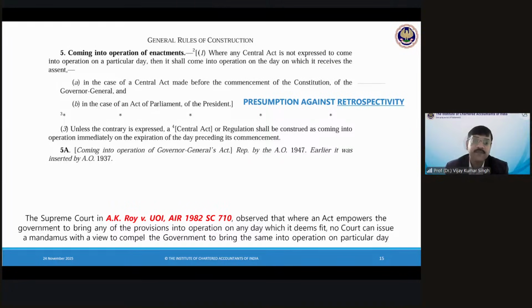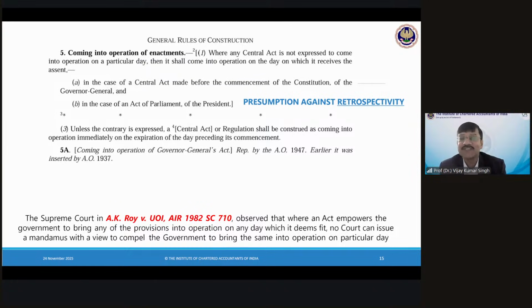Assent of whom? It is talking about two things. One, in case of a central act made before the commencement of the constitution, the Governor General. So now this is not applicable. We don't have a system of Governor General now. But you may be wondering why this provision is there.